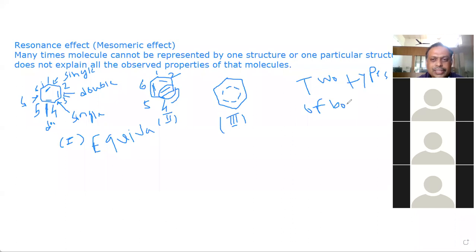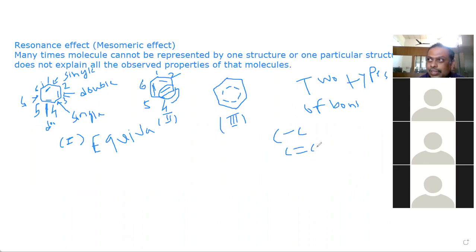Why does it have two bond lengths? Because single bonds and double bonds alternate, therefore they have two bond lengths: one for the carbon-carbon single bond and the other for the carbon-carbon double bond.